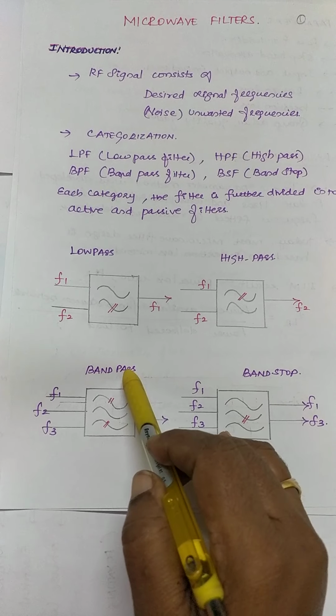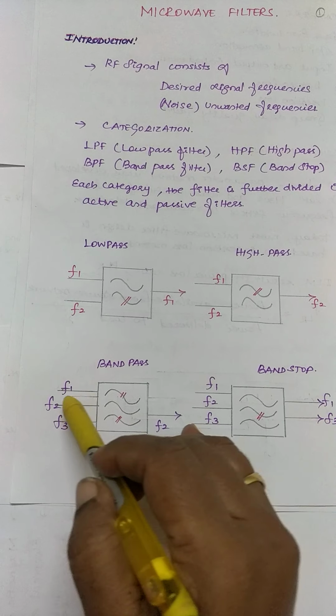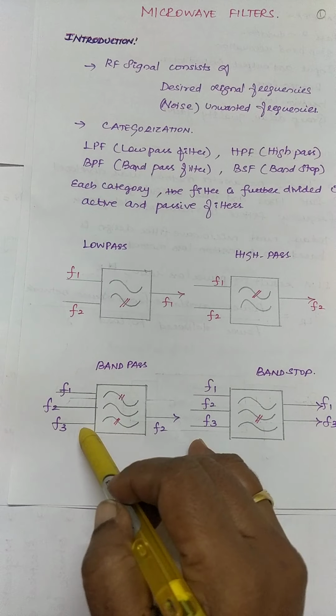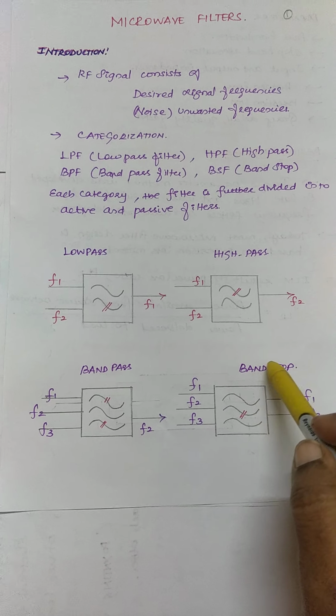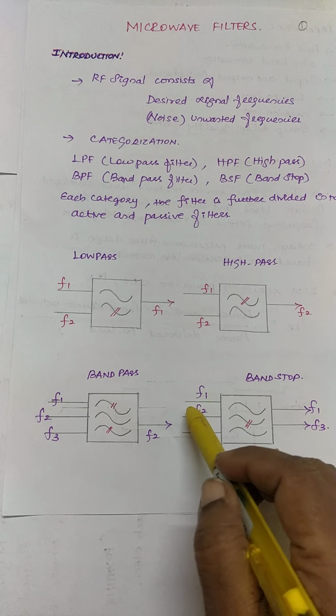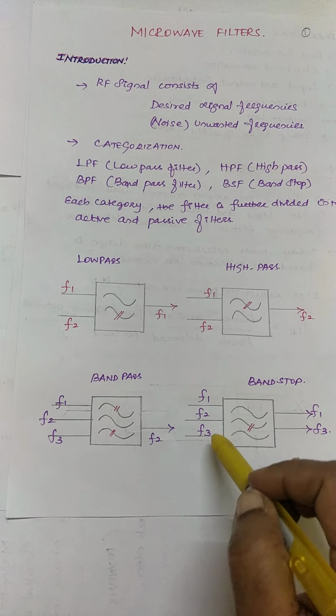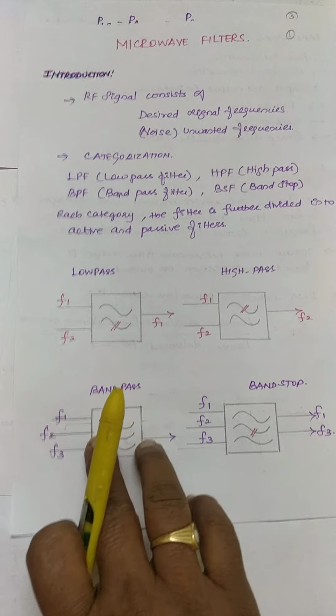Similarly, we can speak about the band pass filter with frequencies F1, F2, F3. It passes a particular band between F1 and F3, that is F2. That is the band pass filter. And the band stop filter stops a particular band of frequency, for example F2, and passes the other frequencies. This is how they are categorized.